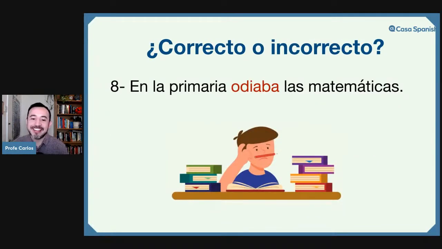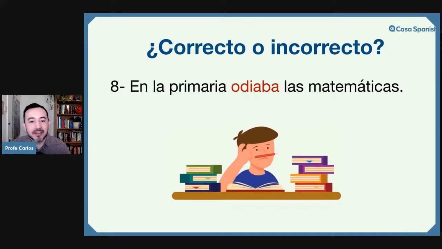Correcto o incorrecto. 8. En la primaria odiaba las matemáticas. What do you guys think? Is this correcto o incorrecto? En la primaria odiaba las matemáticas. Kind of a true story. Well, for me, in any case.